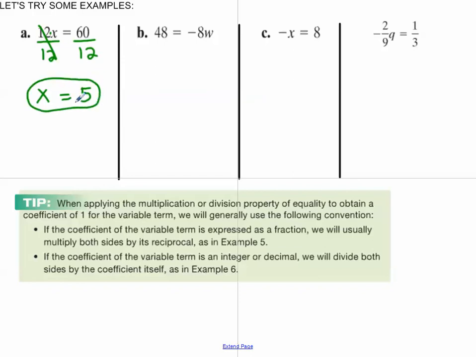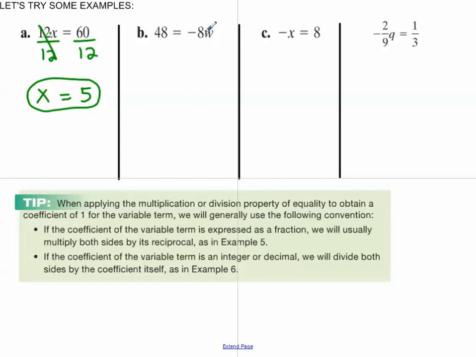And now we can double check our work by taking x equals 5 back into our original equation. 12 times 5 is 60, and 60 does equal 60, so there's our answer. Now these properties hold true whether the variable's on the right side or the left side.